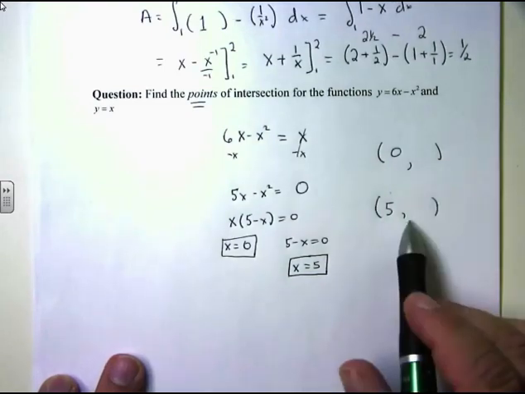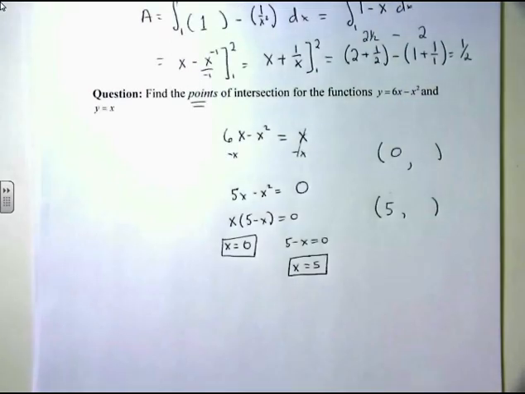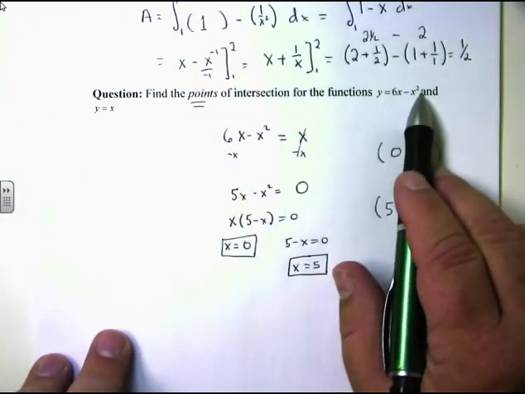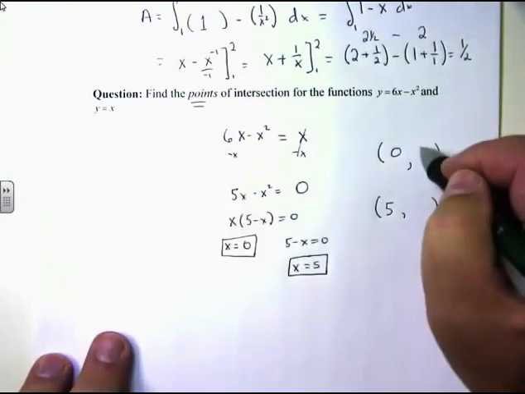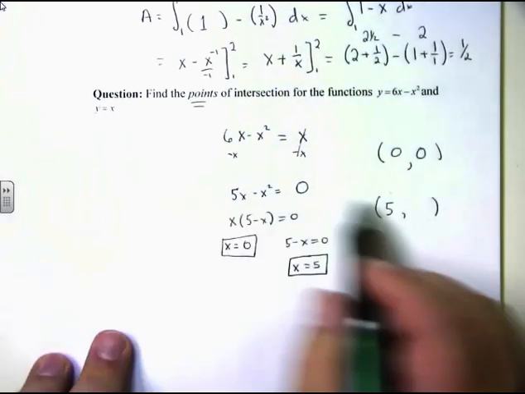To get the y coordinate, you can plug it into either one of these two different equations, because you're going to get the same y coordinate, because they're points of intersection. When I plug in x is 0, this will give me 0. When x is equal to 0, y is equal to 0. And when I plug in 5, y equals x, but x is 5, so y is 5.